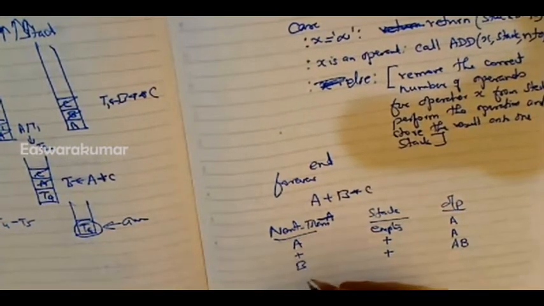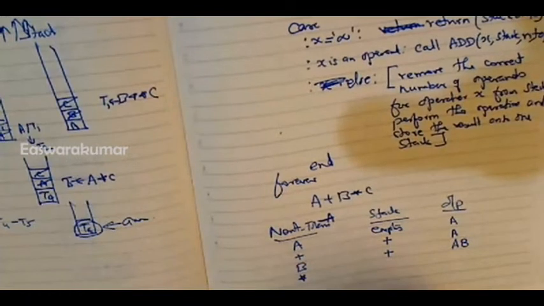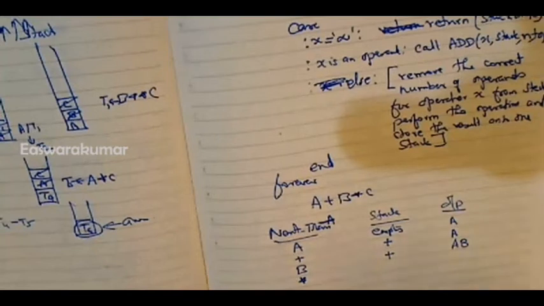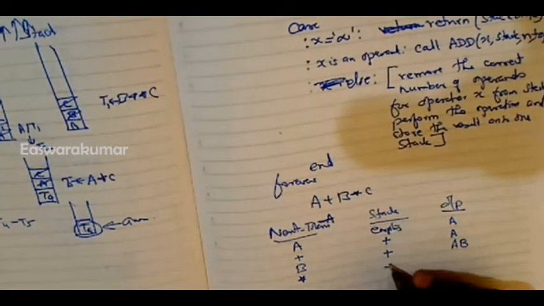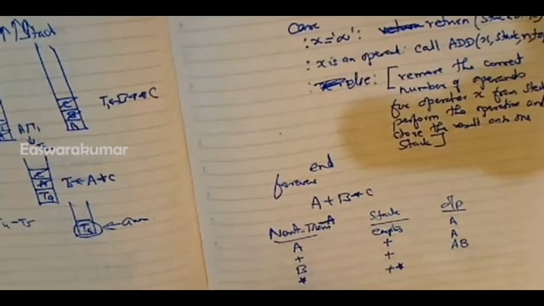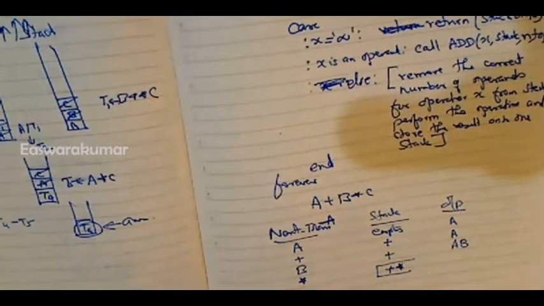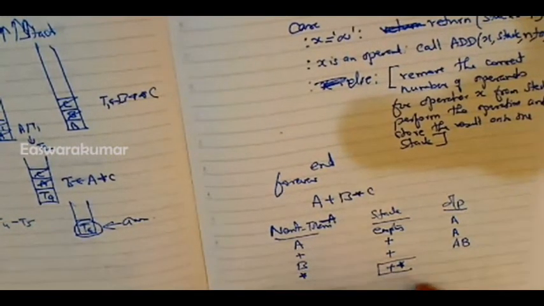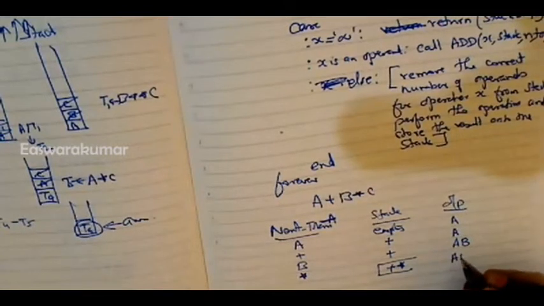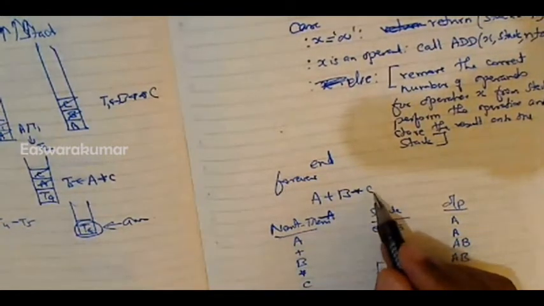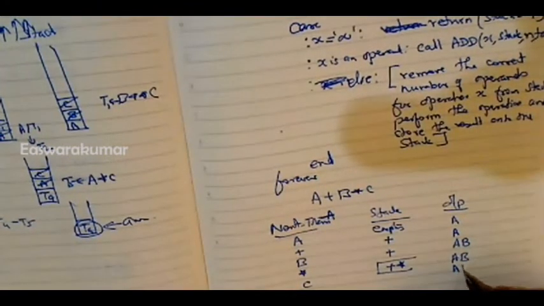Then we get another operator, star, so we have to store it inside the stack. Plus is already there, and on top of that we put star. So plus is at the bottom and star is on top. The operator is inserted, and the output is AB only. Then we get an operand C, so we straight away write it to the output. The stack contains plus and star.